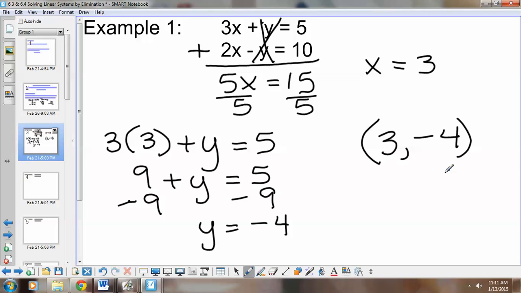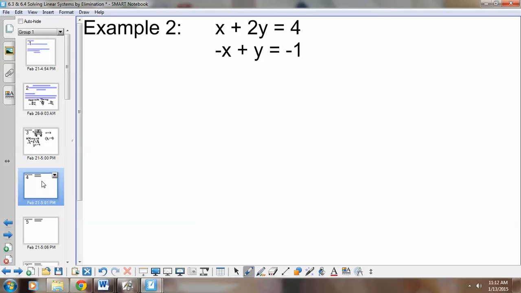Our answers are still going to be written as an ordered pair, just like they were in graphing, just like they were in substitution. Let's look at another example. We have x plus 2y equals 4, and negative x plus y equals negative 1.